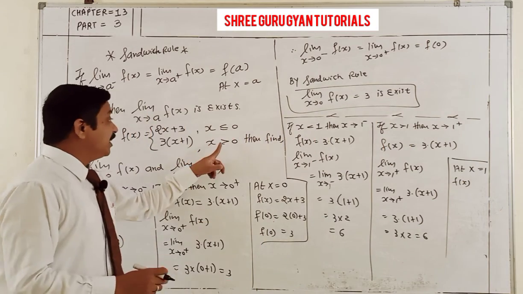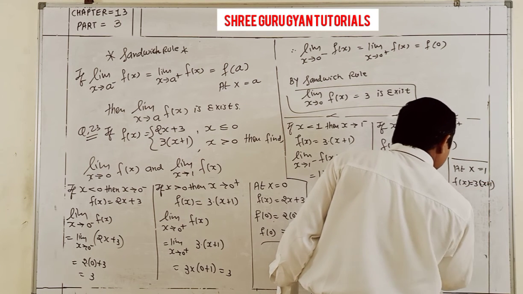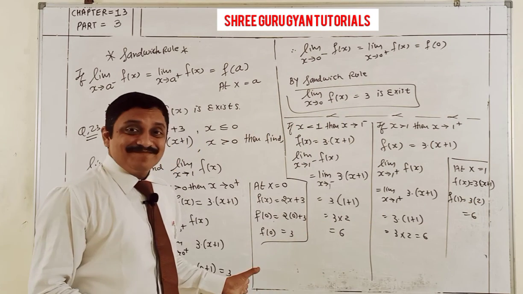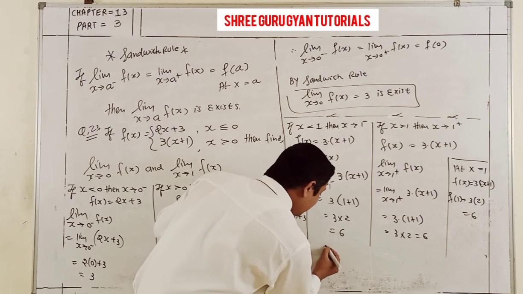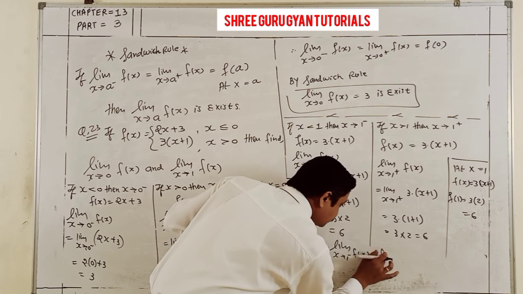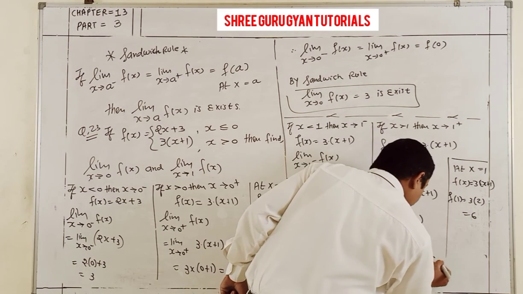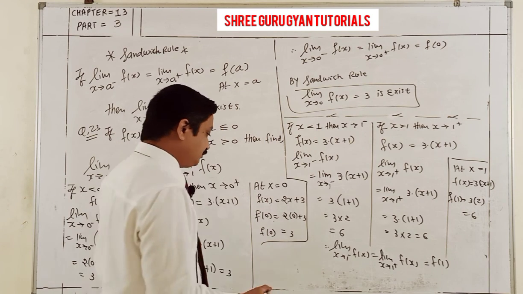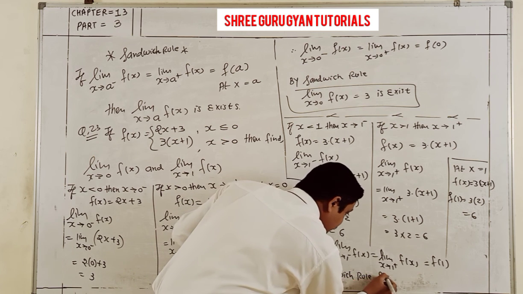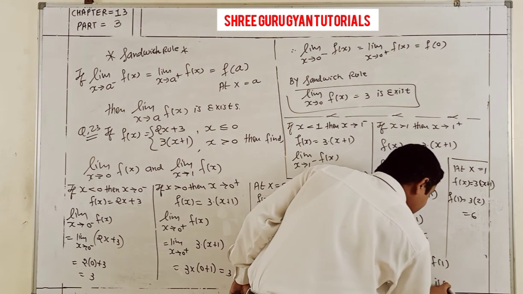Again the function is moving ahead to this, greater than 0, which means 3 into x plus 1. So your data is f(1), 3 into 2, 6. Check, all are the same. That's why I just write down that limit x tends to 1 negative of the function is equal to limit x tends to 1 positive of the function, and is equal to f(1). So by sandwich rule, limit x tends to 1 f(x) is equal to 6, and the limit exists.